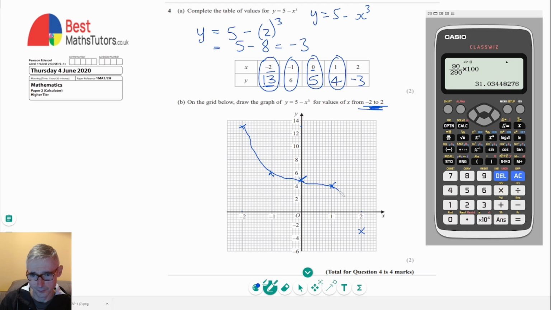It's a bit tricky with a drawing tablet, which is what I'm using. So there we go. And that's it. That's all we're required to do.